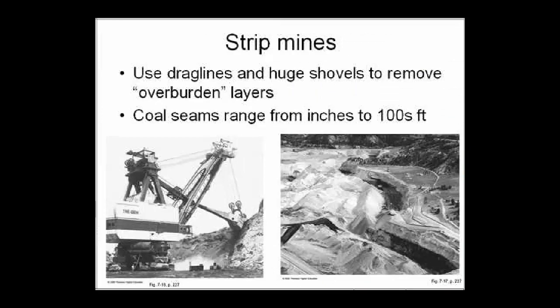The strip mines themselves use drag lines, or what are large shovels that remove the overburden layers, and these have to be huge in order to move landscape scale quantities of rock. The seams that they expose and can access then can be from mere inches up to over hundreds of feet. And again, the surface disturbances left behind, I think you can see in this picture, for a given coal seam can be rather substantial. As the coal is mined out, what's left behind is completely disturbed, low nutrient or no nutrient rock fragments and unconsolidated sediments.